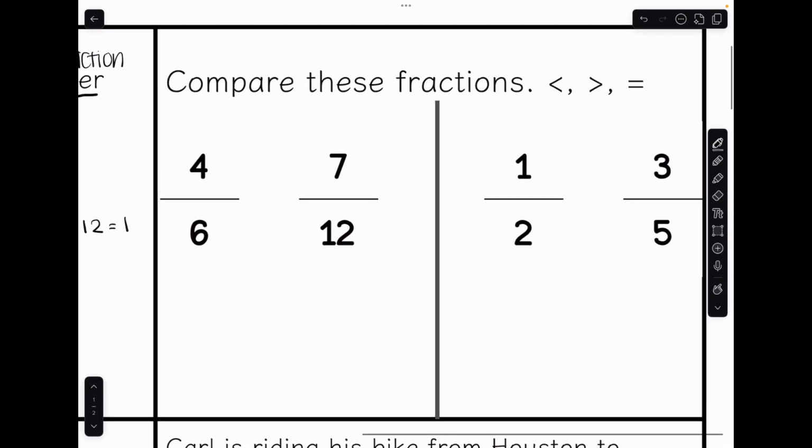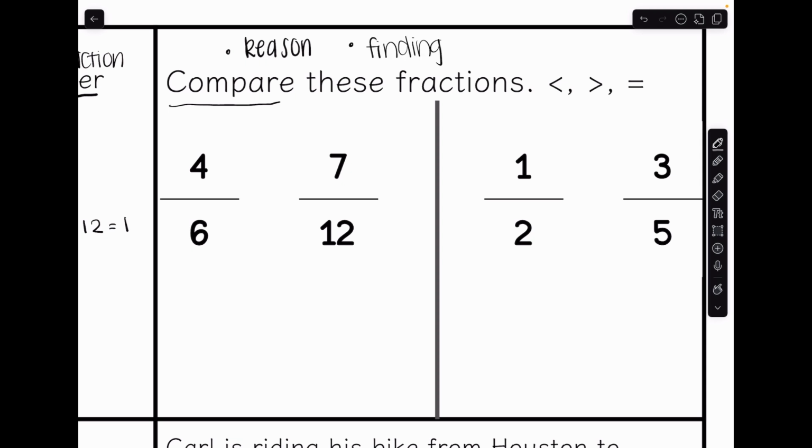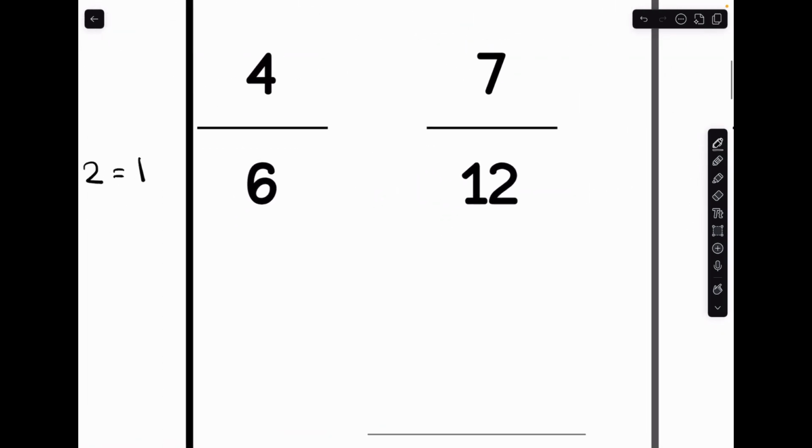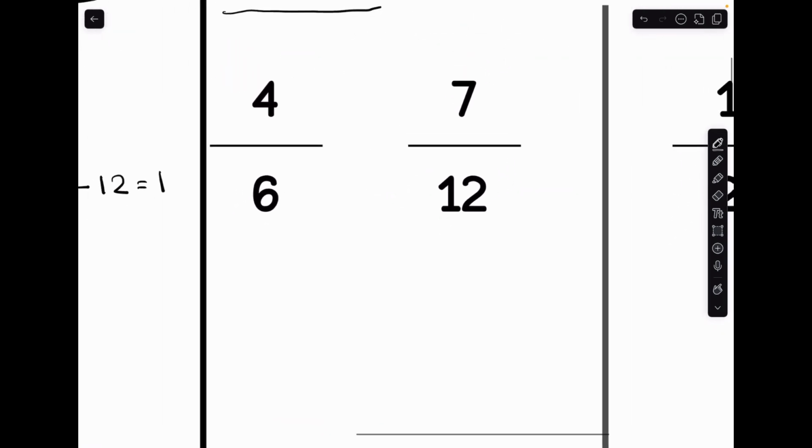Okay, our next question is to compare these fractions using the less than, greater than, or equal to sign. We've been using different methods in the classroom, reasoning, as well as finding like denominators. And so I think we're going to use finding like denominators as our strategy because that'll be super easy. And this is what I've noticed the kids are more comfortable with. So when I look at 4/6 and 7/12, I'm always looking for that relationship. No, there's not a relationship in my numerators, but there is a relationship here with my denominators.